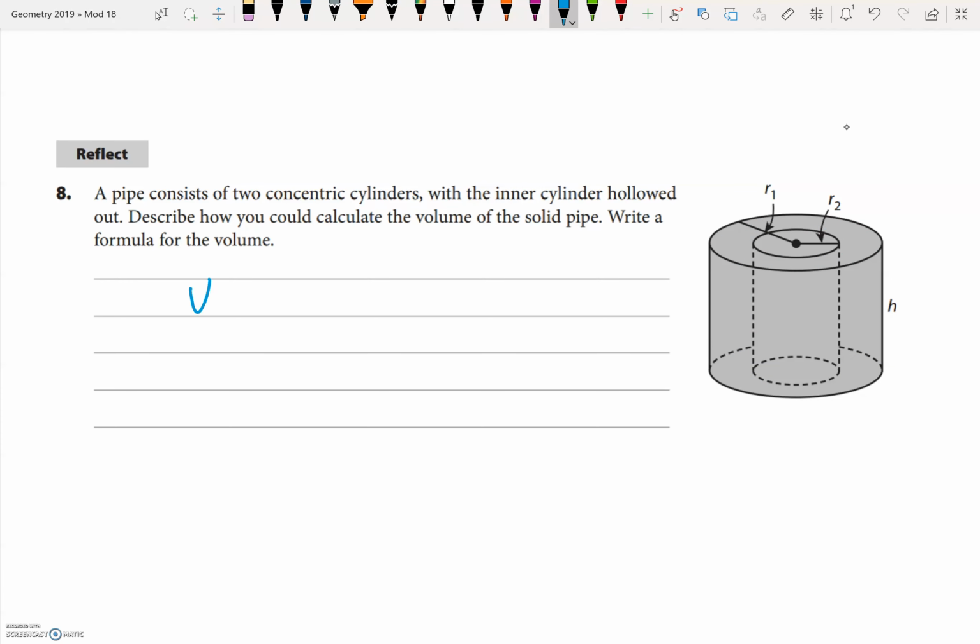Well, we could take the volume of the big guy. The big guy's volume is going to be pi r1 squared times height. And we're going to subtract the inside one, which is r2. So pi r2 squared times height.